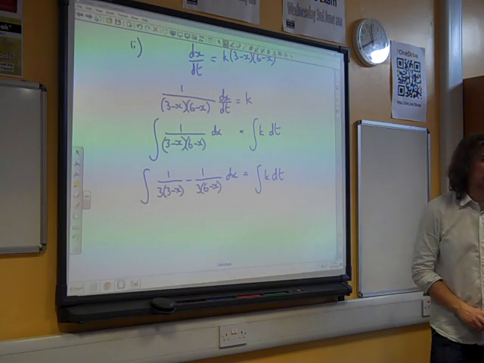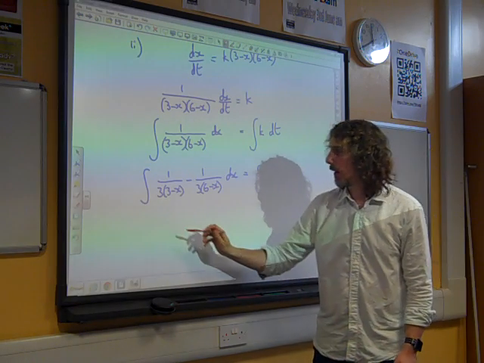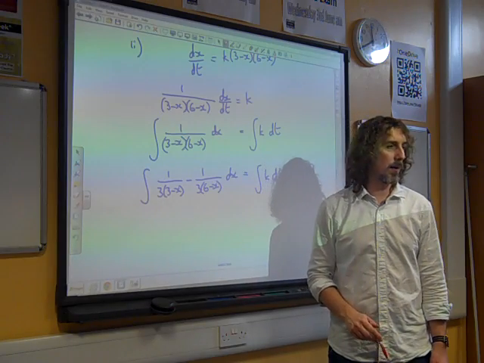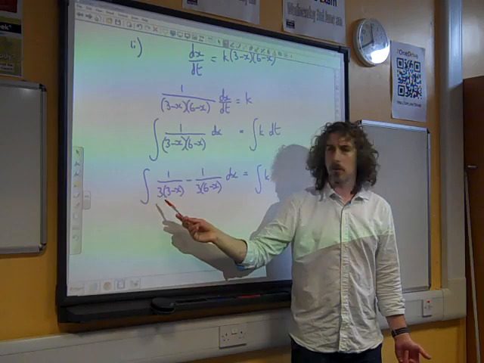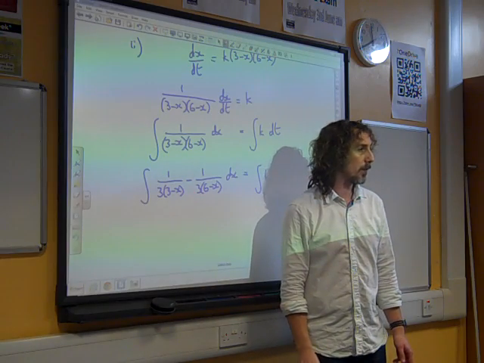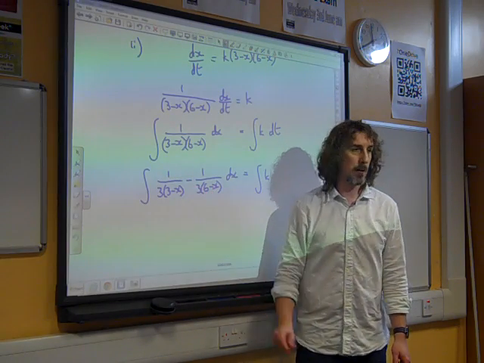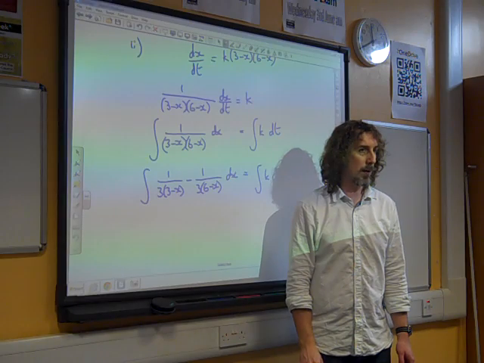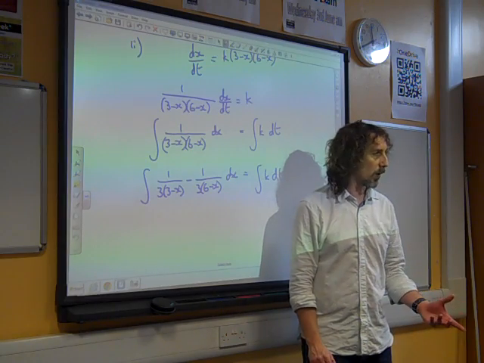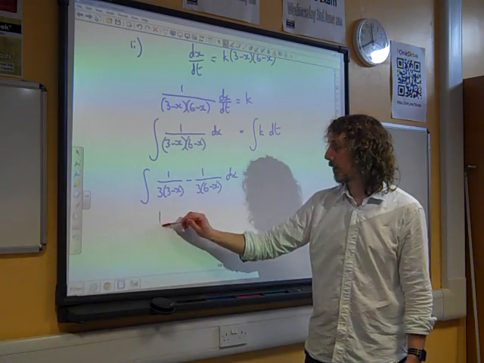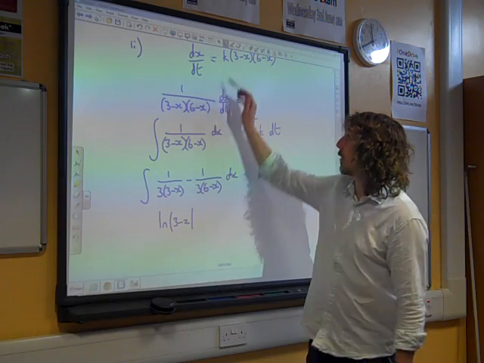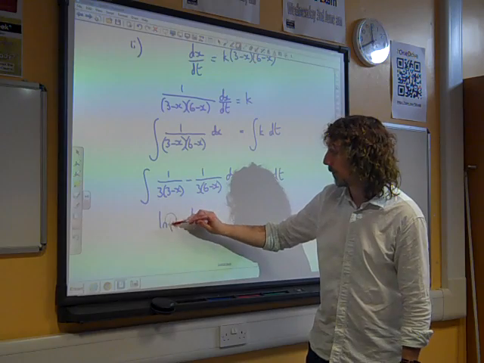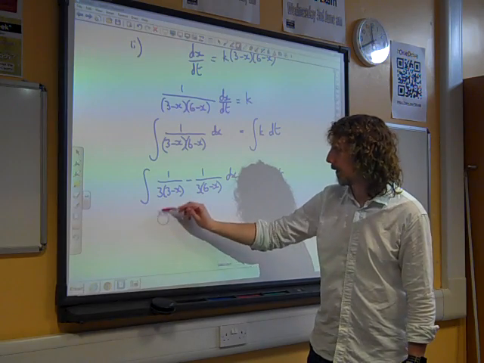Right, let's be careful about integrating this though. If we integrate these things here, that 3, don't get put off by it. If that 3 wasn't there, then it would be the integral of 1 over 3 minus x, and we could do that. That would be the natural log of 3 minus x. I'm going to put modulus signs in there, I nearly forgot.